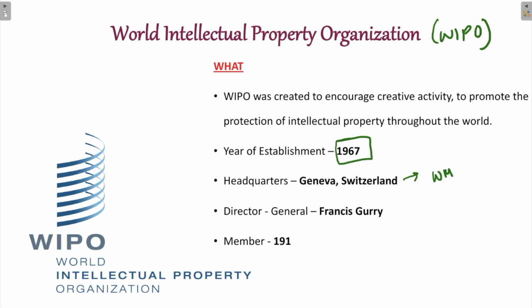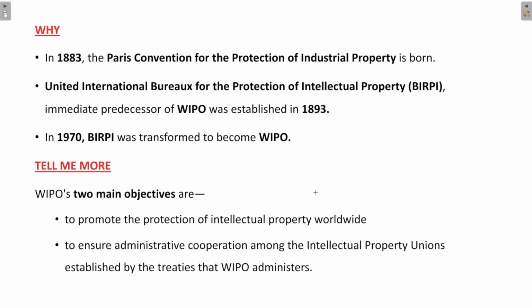So the World Meteorological Organization has its headquarters in Geneva, Switzerland, and the World Intellectual Property Organization also has its headquarters in Geneva, Switzerland. Now, there's a story behind coming up with this organization, that is WIPO, the World Intellectual Property Organization.